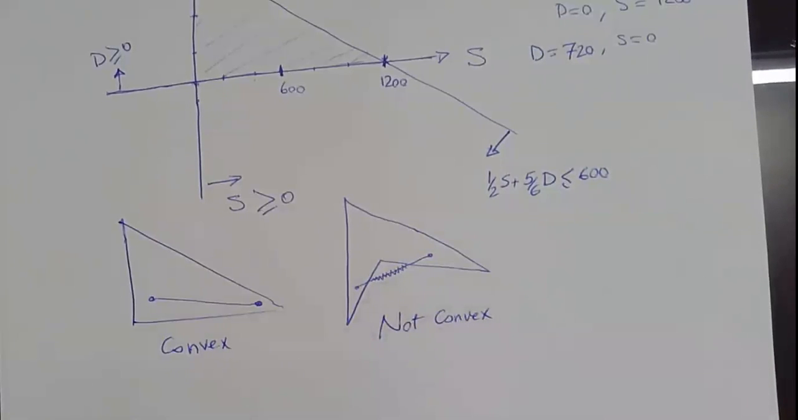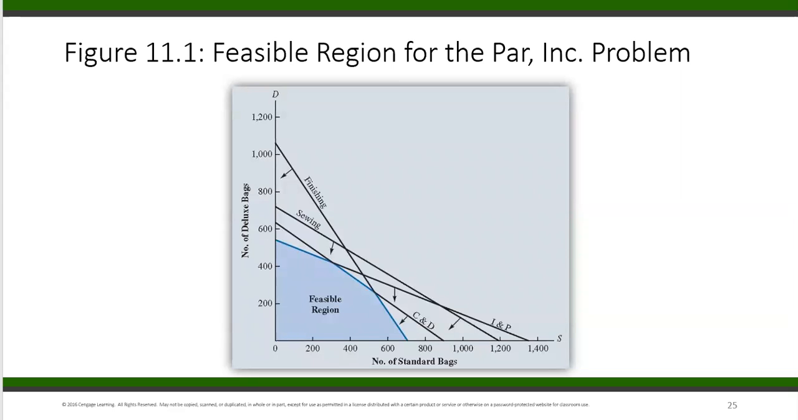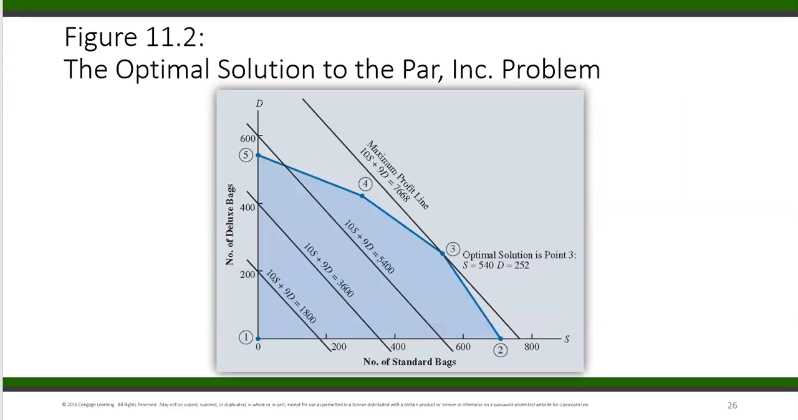So by definition, when you have all your constraints in linear format and in inequalities, you will have a convex set of feasible region, which makes it super easy for finding the optimal solution. Now, for our objective function, the objective function was 10s plus 9d, all right? But we didn't have any specific value for that.